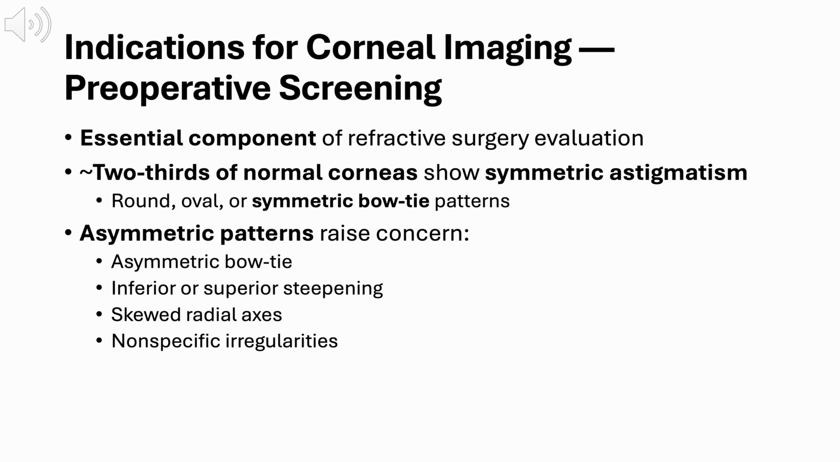What raises concern are asymmetric patterns. An asymmetric bow tie, where one side is steeper than the other, suggests uneven corneal shape. Inferior or superior steepening is particularly important because localized steepening, especially inferior, can be an early sign of ectatic disease. Skewed radial axes, where the steep axes are not 180 degrees apart, also suggest irregular biomechanics rather than simple astigmatism. And finally, nonspecific irregularities, maps that just look messy without a clear pattern, should always make you pause.